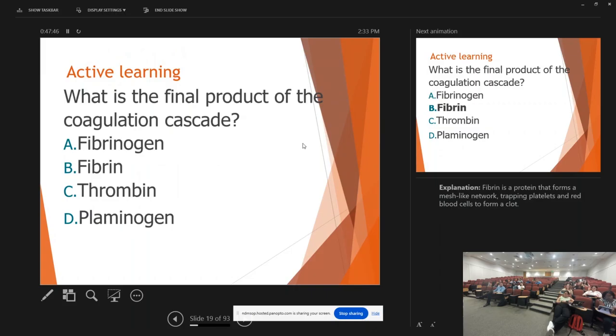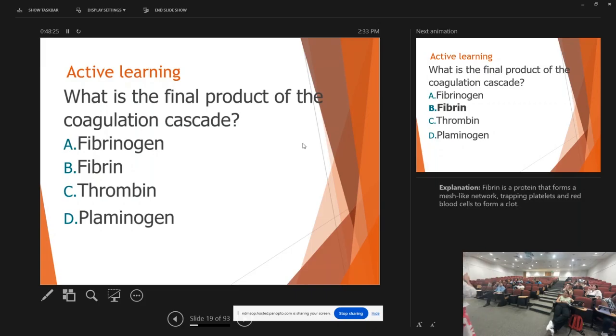So the next question should be very easy. Now I see a hand rising pretty quickly. Okay. The answer is B, fiber. No. Final product of the coagulation cascade. Well, you said fibrin, and I hear no. Read the question again. What is the question? Final product of the coagulation.